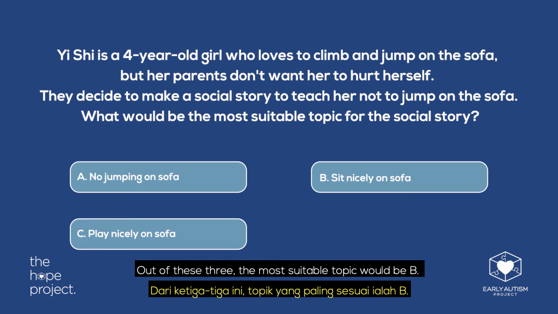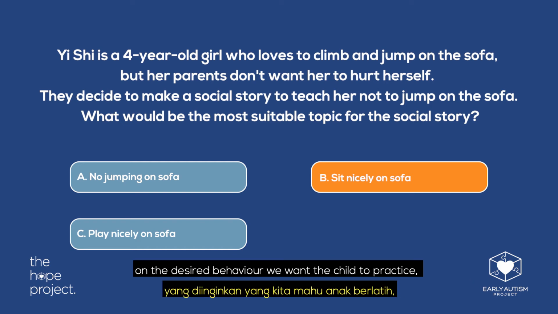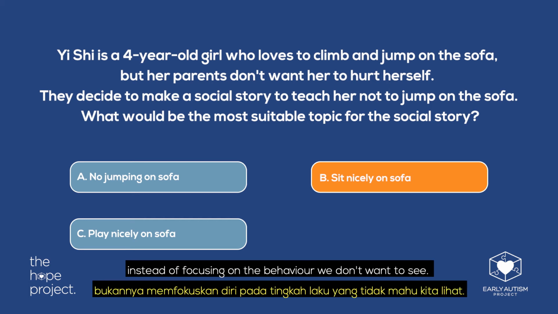Out of these 3, the most suitable topic would be B. Sit nicely on sofa. We should focus our language whenever possible on the desired behavior we want the child to practice instead of focusing on the behavior we don't want to see.